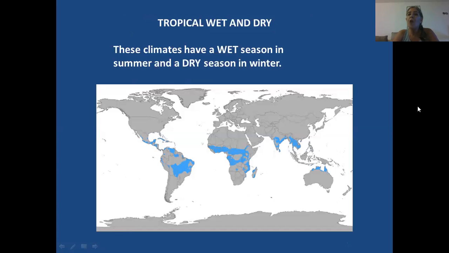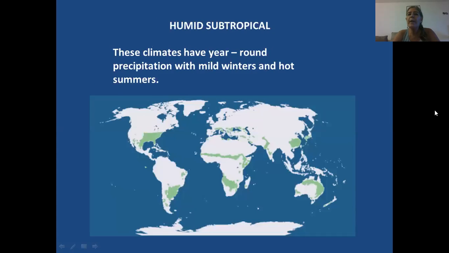Then we have the tropical wet and dry. These climates have a wet season in summer and a dry season in winter. Look at the map at these areas of tropical wet and dry. They're shaded in blue. So they are above the equator and south of the equator, just right in the tropical zones.